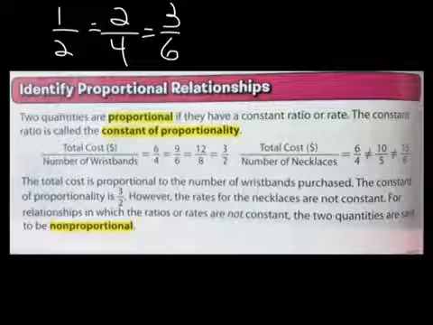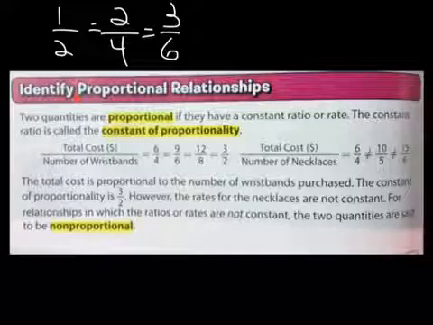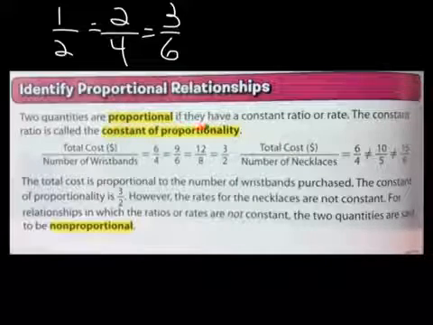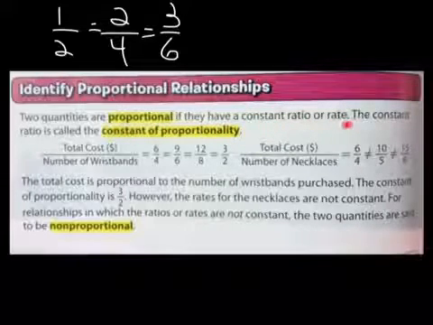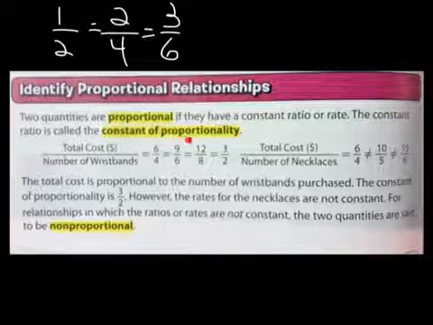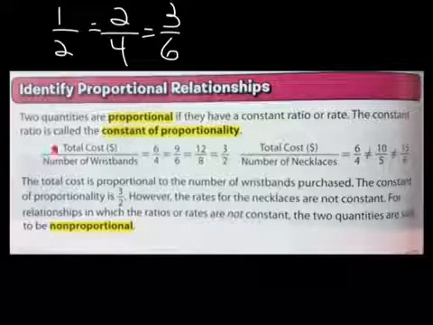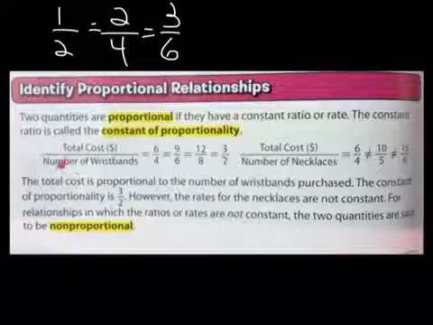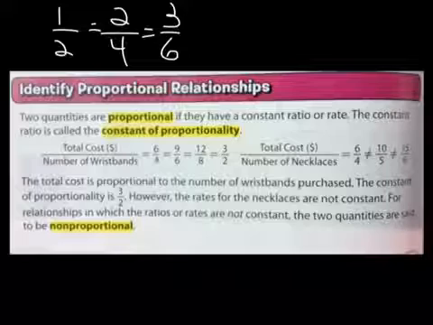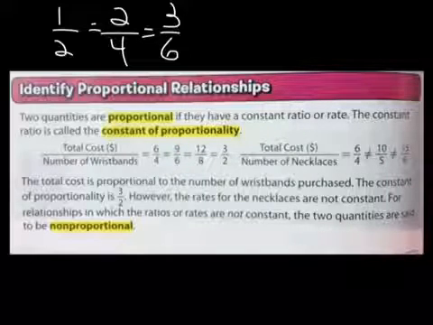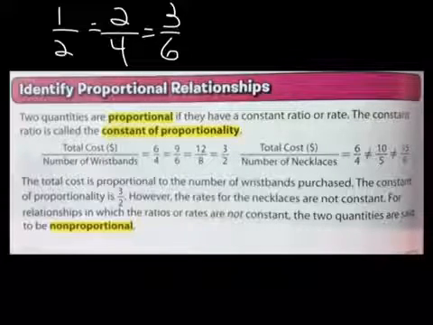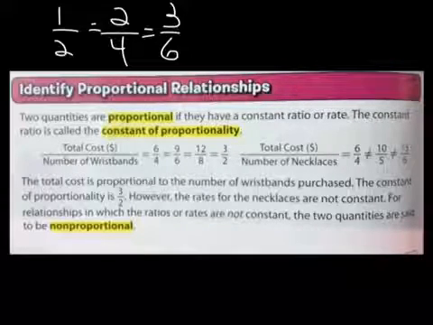So what is a proportional relationship? Two quantities are proportional if they have a constant ratio or rate. The constant ratio is called the constant of proportionality. For example, here, cost and number of wristbands. We have $6 for 4 wristbands, $9 for 6 wristbands, $12 for 8 wristbands, okay, and so on. This is a proportional relationship.